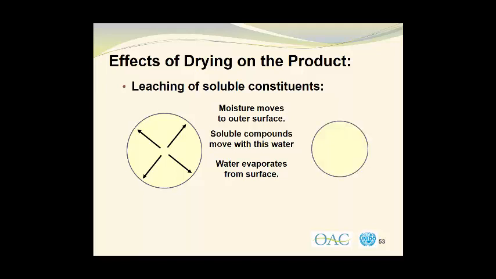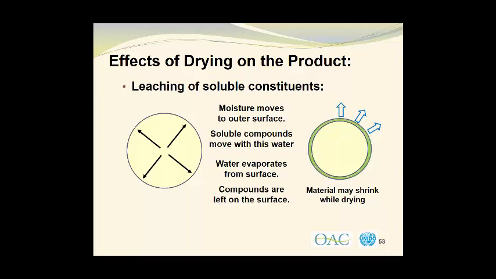So looking over here on the right-hand side of the slide, we see that the material may shrink while drying, and we have the evaporation of moisture from its surface as shown by these arrows. Compounds are left on the surface as indicated by this green layer. They will become powdery after the drying process, and these compounds can be washed off during cooking.